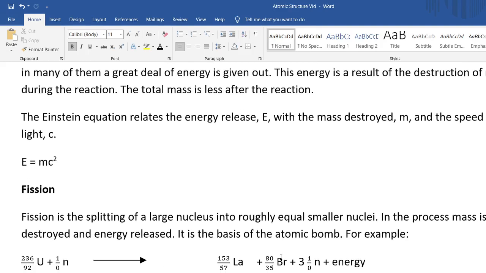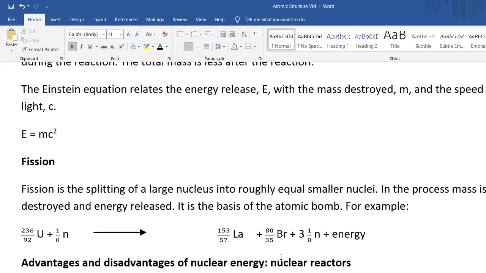Nuclear fission deals with a large element like uranium. That's a very large element. You bombard it with a smaller element. It will be broken down into smaller elements plus neutrons plus energy.